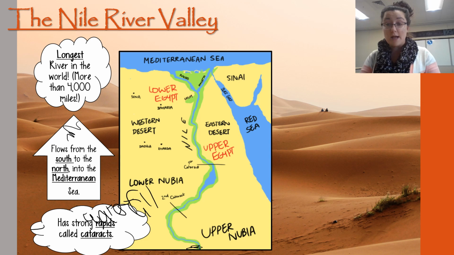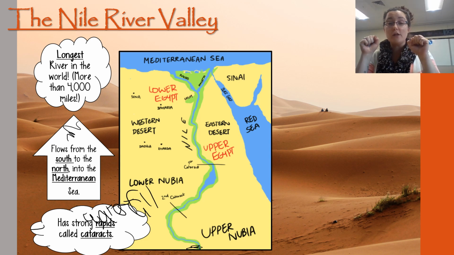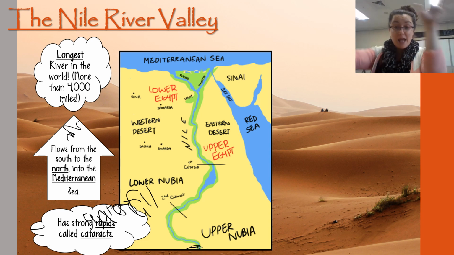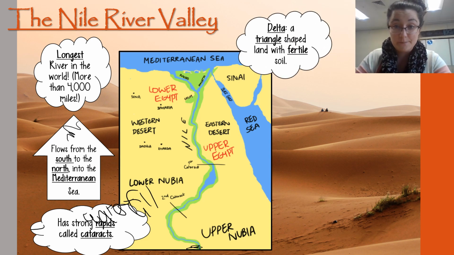But when we say cataracts, we're going to have our cat claws, rawr, and we're going to imagine that our cat claws are big, strong waterfalls. We're going to say cataracts. Do that one more time. Cataracts. I expect that you know that when you come into class.